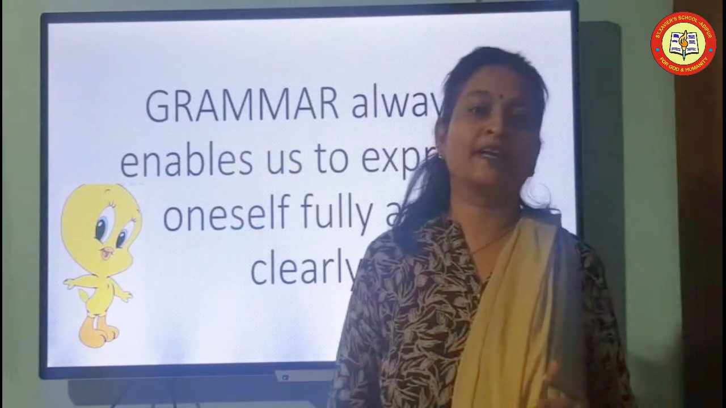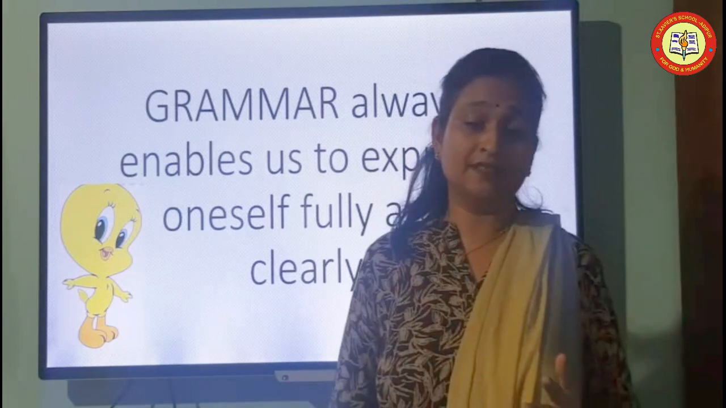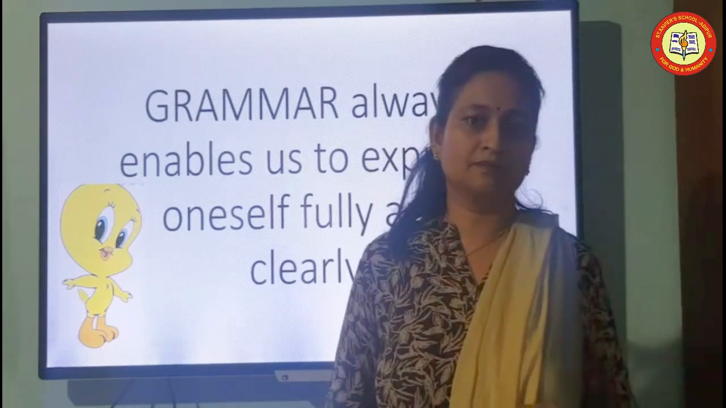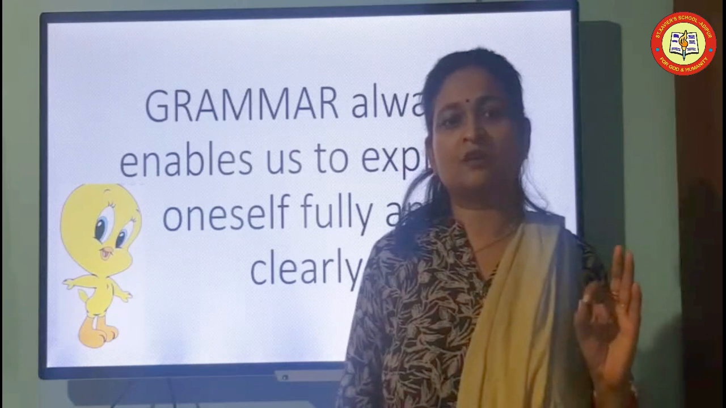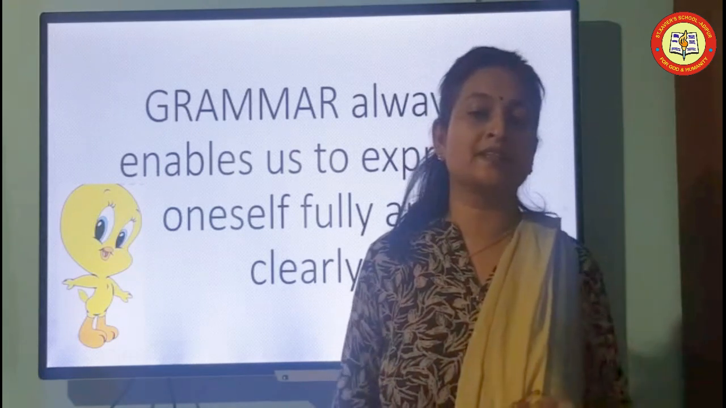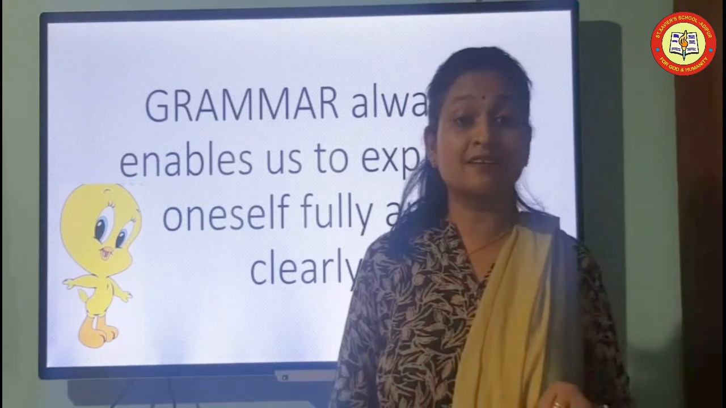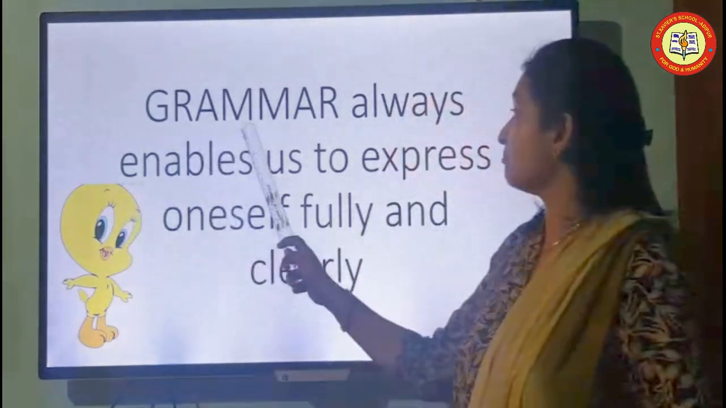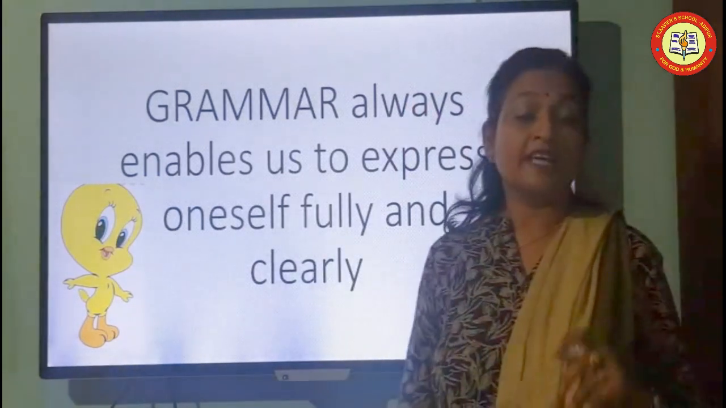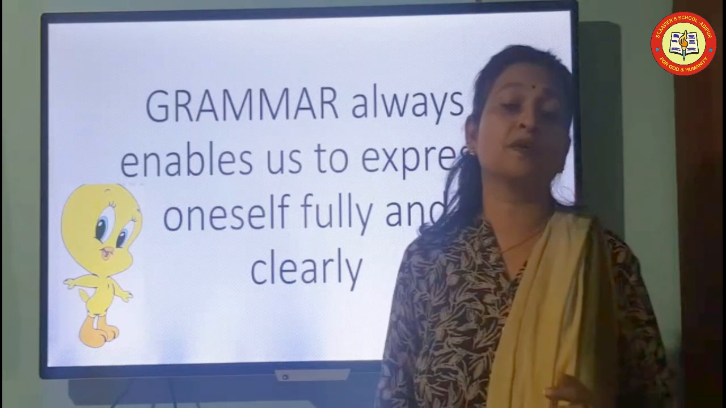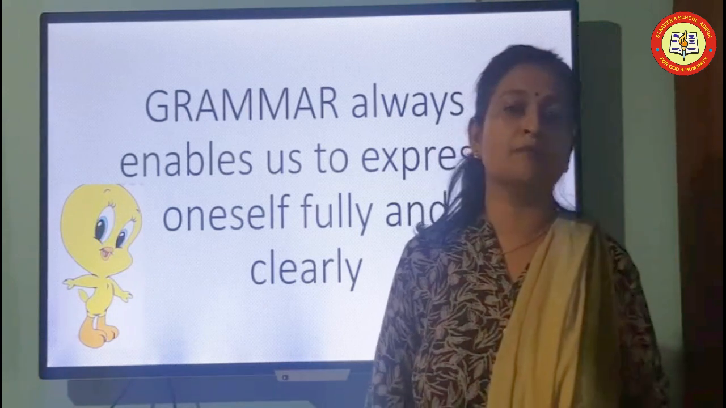Every language, for example Hindi, Gujarati, Sanskrit, Malayalam or any other mother tongue, has got a grammar. And grammar is the backbone of that language. If you know the grammar very well, you're very fluent in that particular language. I'm sure you all want to be fluent in English. So let's learn the grammar properly, because grammar always enables us to express oneself fully and clearly. It helps you to communicate to the other person properly. You will be able to express yourself in a better way if you are sure about the grammar.